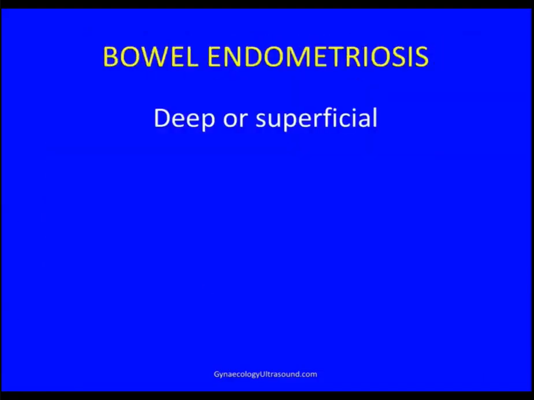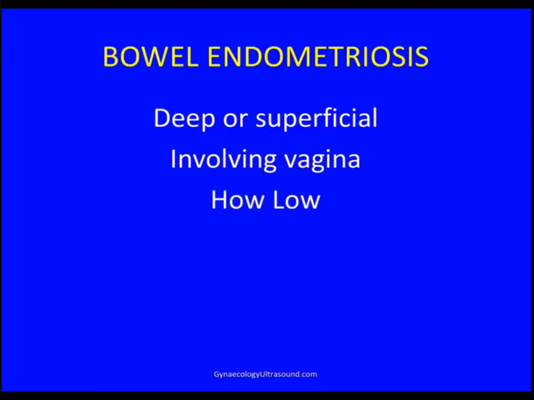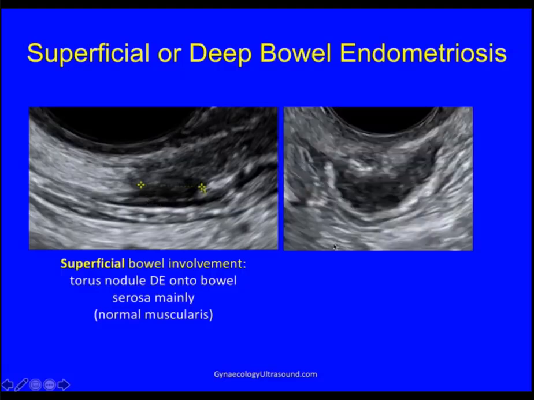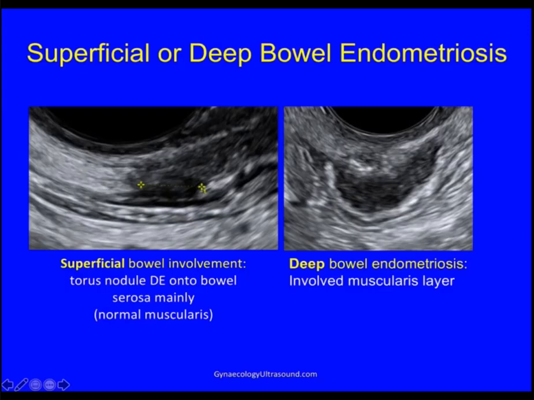So bowel endometriosis can be deep or superficial. It can involve the vagina. You can say how low it is, that's really valuable, and whether or not it's stenosing. If you have superficial bowel involvement, that's when you have some endometriosis on the bowel, mainly serosa, but the muscularis layer itself looks normal. Look, outer longitudinal, fibrous and inner circular. It's normal. Whereas here, you've got deep endometriosis because the entire muscularis layer is affected.